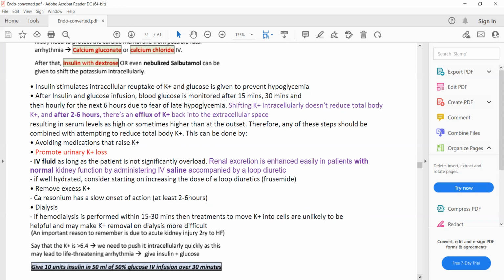So can anyone tell me what are the signs and symptoms of fluid overload from the cardiology chapter? Recall from the cardiology chapter, what are the signs and symptoms of fluid overload? Pedal edema, sacral edema, and crepitations at the lung bases, shortness of breath.